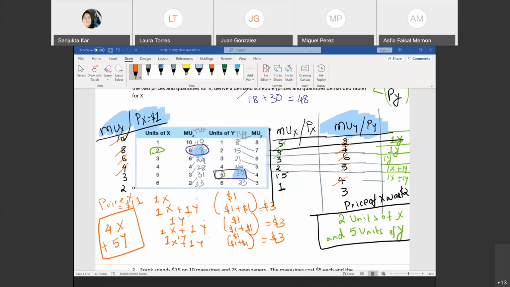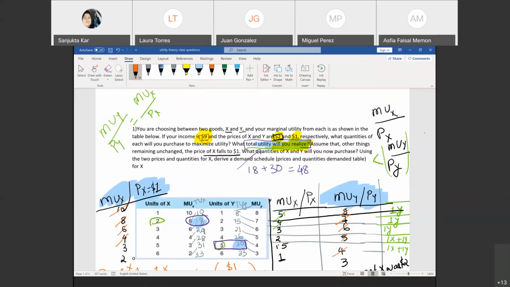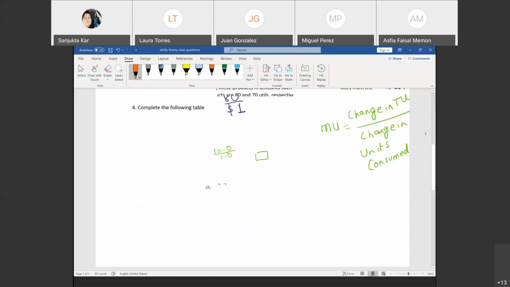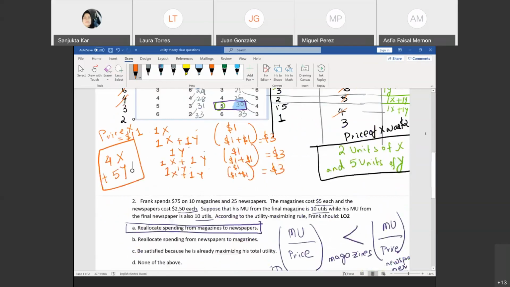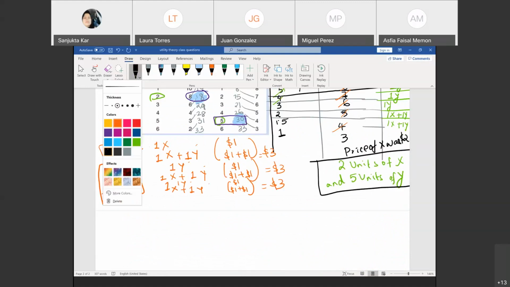Alrighty. So what are they asking us to do here? Using the two price and quantities for X, derive a demand curve for X. Yes, this can definitely be one of your questions. I want to show you how we get these numbers. How do we derive the demand curve? This is what I want to show you now.